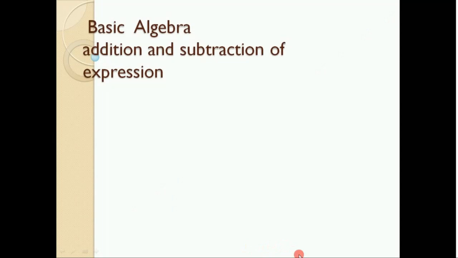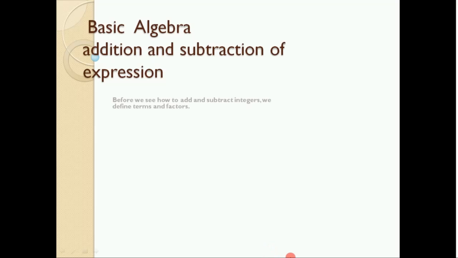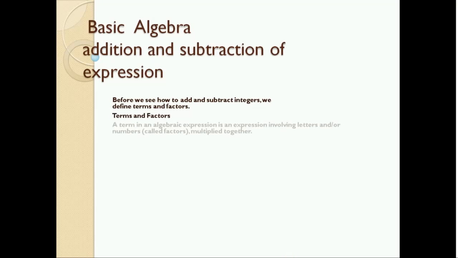Bismillahirrahmanirrahim. Now the topic is basic algebra, addition and subtraction of the expressions. Before we see how to add and subtract integers, we define the terms and the factors. Term and the factors. A term in an algebraic expression is an expression involving letters and or the numbers called factors multiplied together. For example, the algebraic expression is 5x.